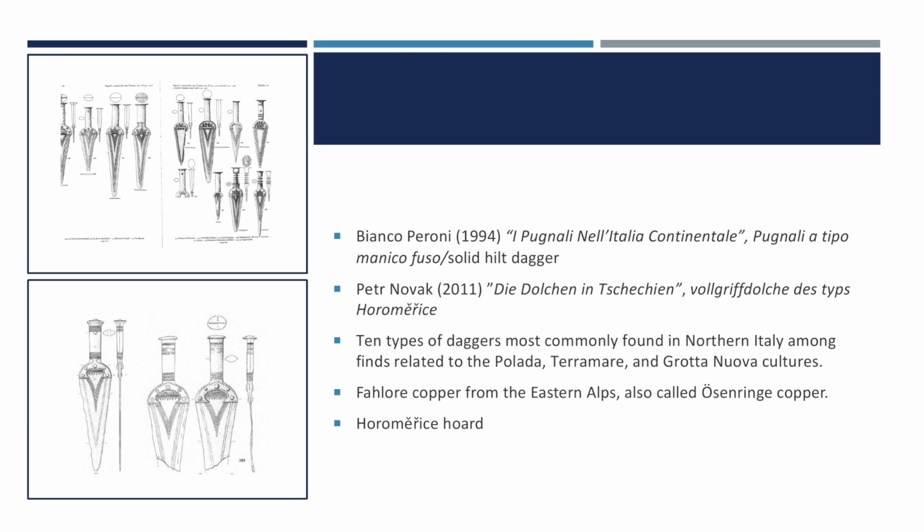So the types of daggers that are most commonly found in northern Italy that are related to this typology are usually found in sites of the Polare, Terramare, and Grotta Nuova cultures.